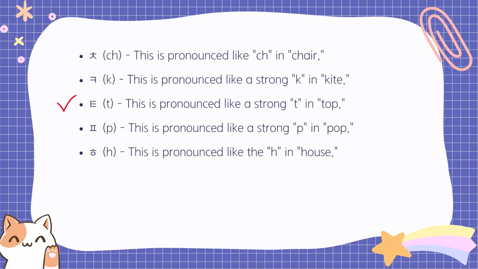티읕. T. This is pronounced like a strong T in top. 피읖. P. This is pronounced like a strong P in pop. 히읗. H. This is pronounced like the H in house.